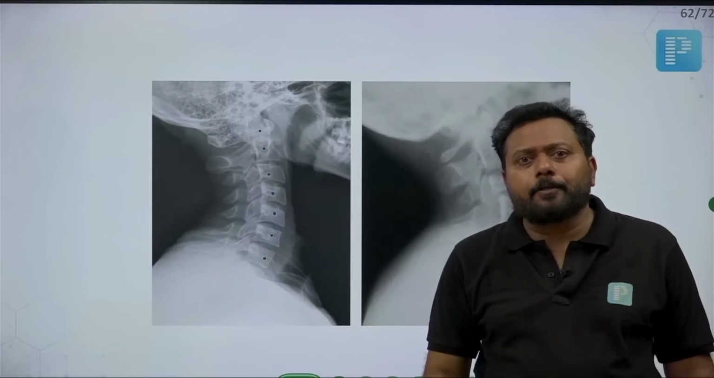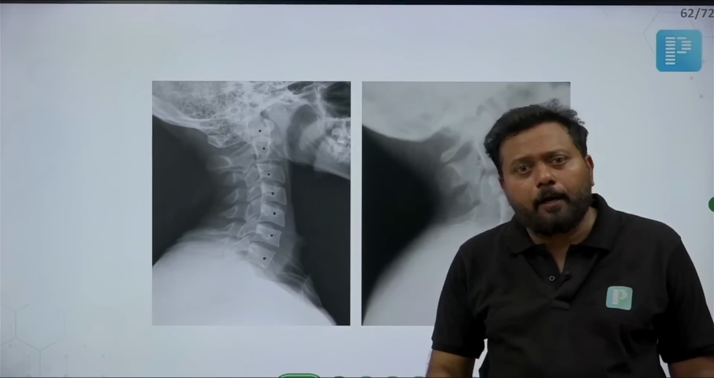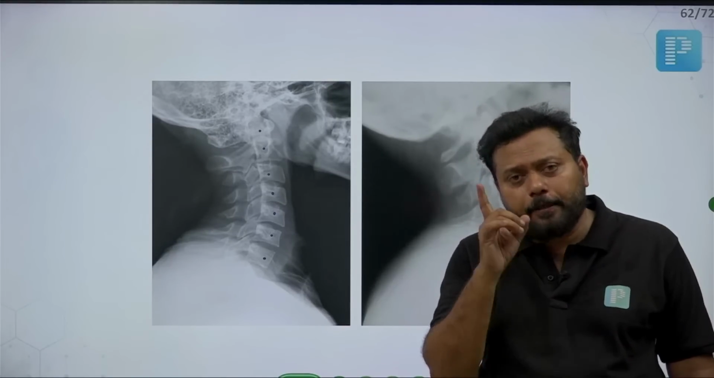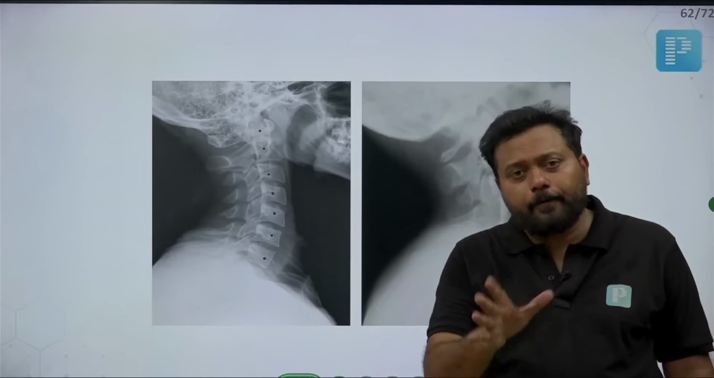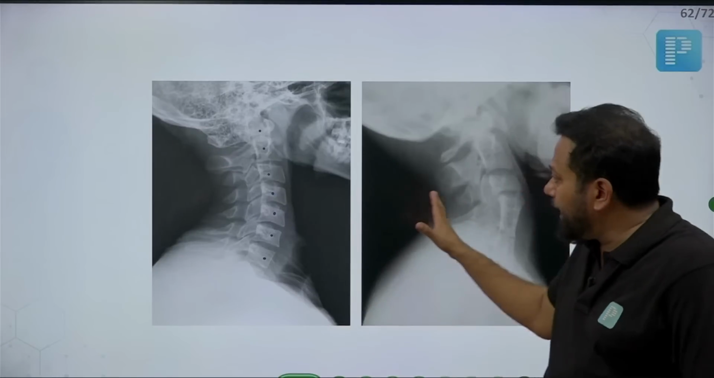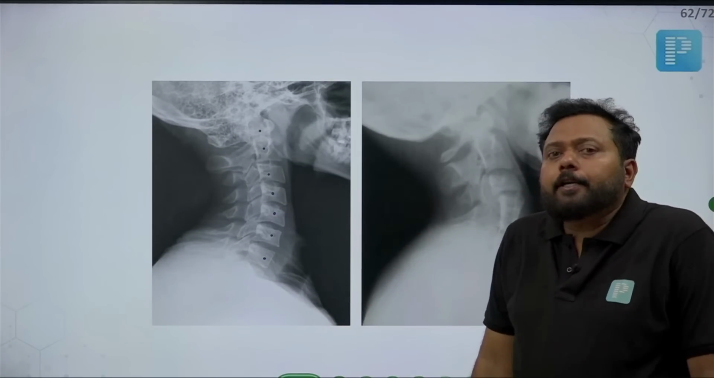99% of Klippel-Feil syndrome is associated with Sprengel shoulder. They are asking very repeatedly about Sprengel shoulder and Klippel-Feil in INI-CET, that is AIIMS, very frequently. So you just go and check your question bank. You will see this exact picture may come.